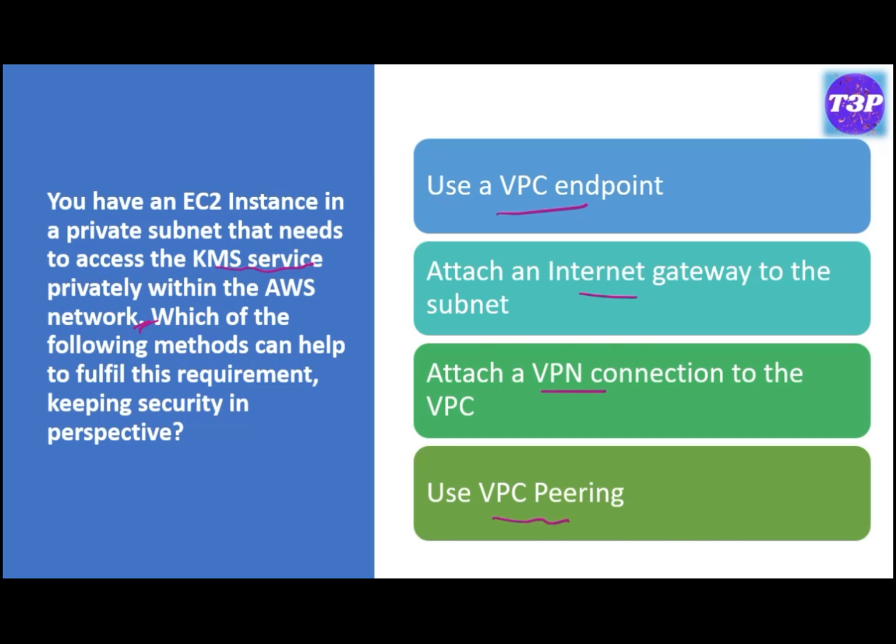As we are talking about connecting privately to the AWS service, we will use a VPC endpoint. We don't want to connect to the internet, so the internet gateway will not work here. We don't want to create a connection between on-premises and the VPC, so the VPN will also not work. And also we don't want to make a connection between different VPCs, so this will also not work here. So our answer will be use a VPC endpoint. Let's talk about the next question now.